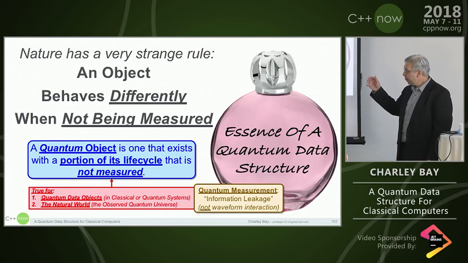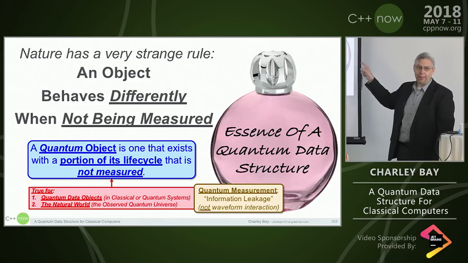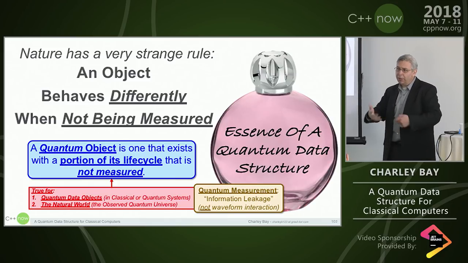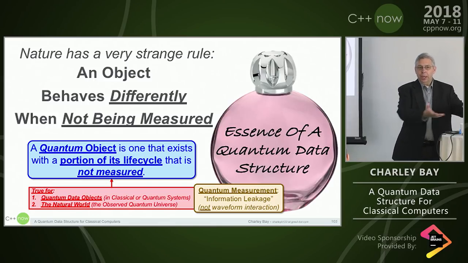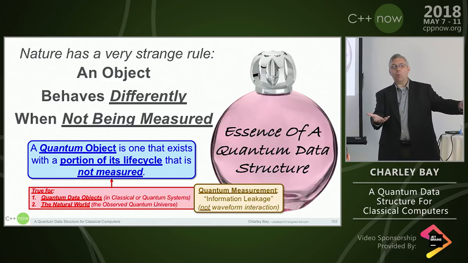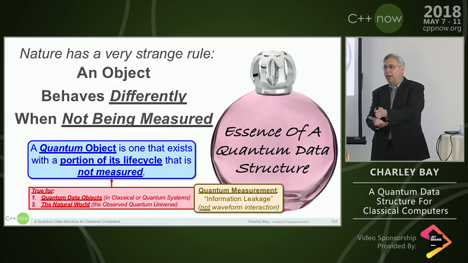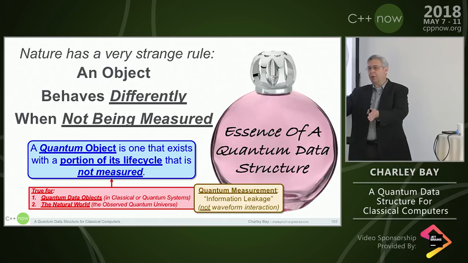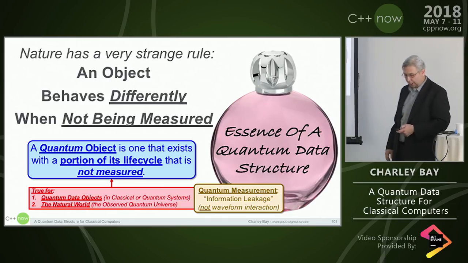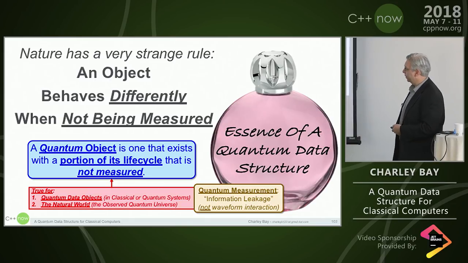So quantum data objects and the natural world, they all sit on this. But in the life cycle of our data objects, a quantum data object would be one that you create. It's going to exist in an eigenvalue for a while, then you will observe it, and then it'll exist in an eigenstate, and then you're either going to destroy it or you're going to maybe entangle it again. That's the life cycle of a quantum object.